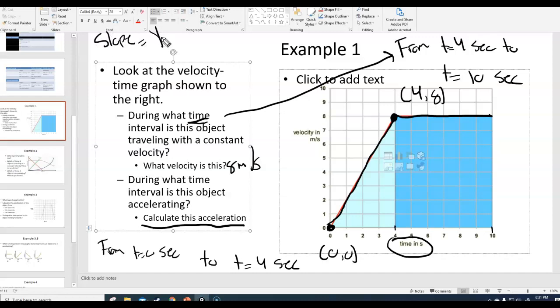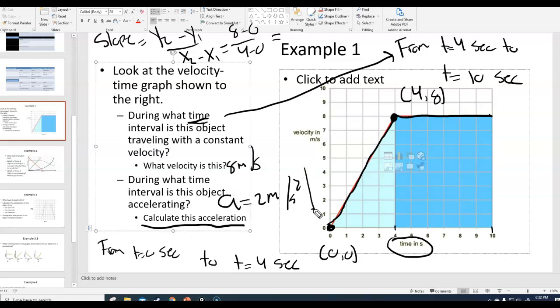And then I just use my equation for slope. Slope is y2 minus y1 divided by x2 minus x1, and I plug in my points, and I find that the acceleration is 8 divided by 4, so a equals 8 divided by 4, which is 2 meters per second squared. Remember, acceleration always has the unit of meters per second squared. Okay, so that is example 1. If you need to take a closer look, pause it here. Okay, so I'm going to erase this.